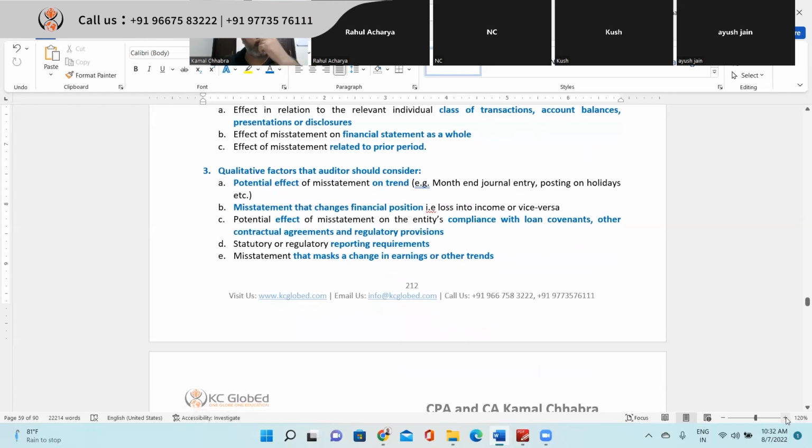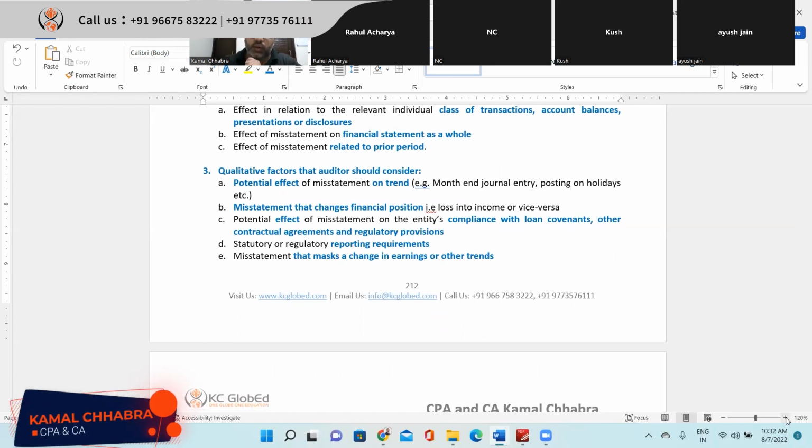Next is statutory and regulatory reporting requirement. So, for example, if your company has received grant or financial assistance, they need to go through the single audit requirement as well, in addition to the financial statement audit requirement. So all those things you need to keep in mind.